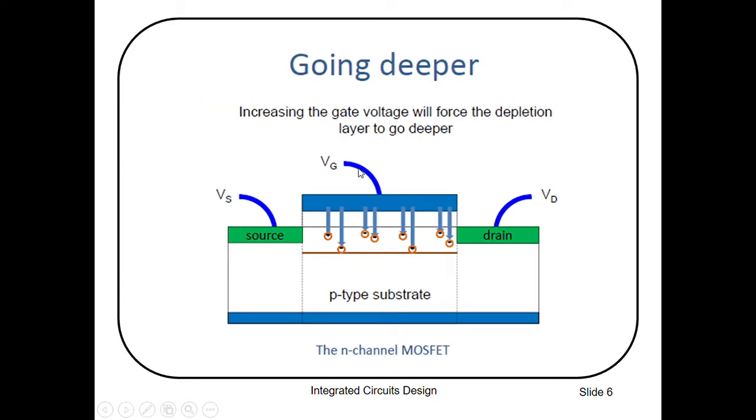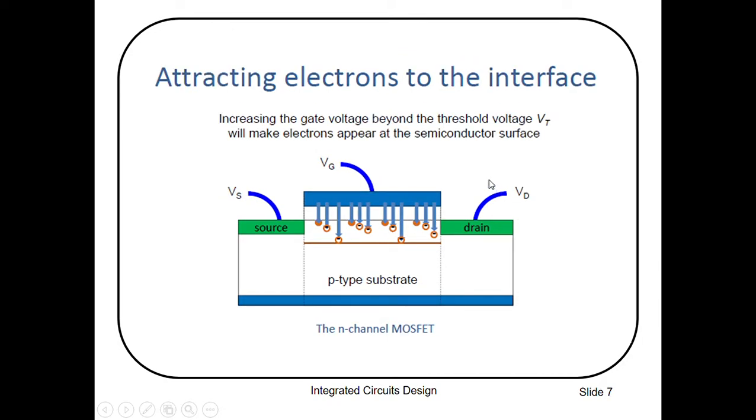Increasing the gate voltage will force the depletion layer to go deeper. Here you can see if you increase Vg, the depletion layer will go deeper. Increasing the gate voltage beyond the threshold voltage Vt will make electrons appear at the semiconductor surface. So here you can see some electrons on the semiconductor surface.